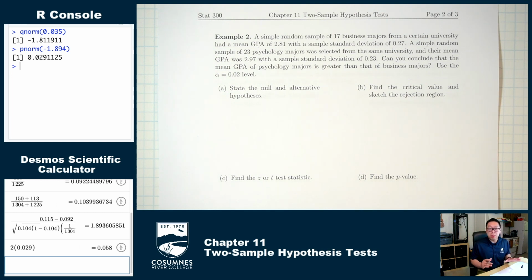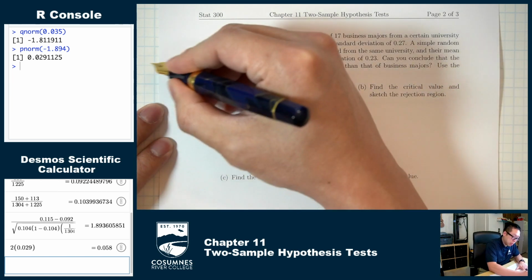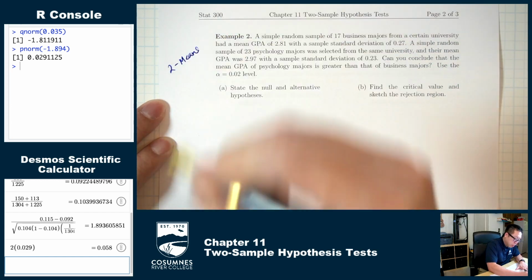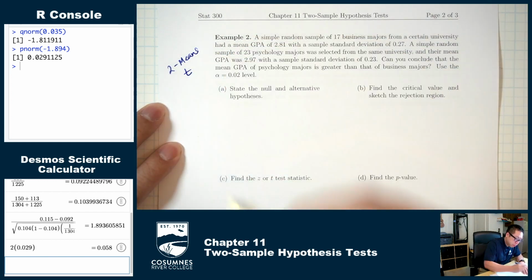This is definitely going to be two samples, right? We're talking about two groups here, business majors and psychology majors. And the question is, are we talking about means or are we talking about proportions? Can you conclude that the mean, okay, so this is definitely a mean, and in fact it's going to be two means. And then to remind myself, for means, I should be using t's throughout the problem.